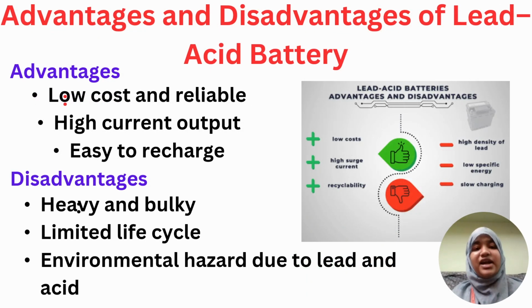Now we will see advantages and disadvantages of the lead acid battery. Advantages: it is very low cost and reliable, has high current output and is easy to recharge. For disadvantages, it is very heavy and bulky, has a limited life cycle, and is an environmental hazard due to lead.